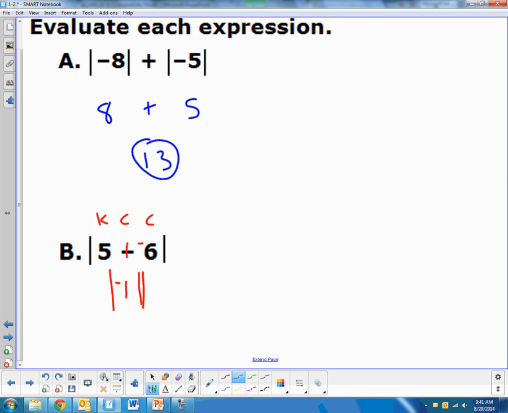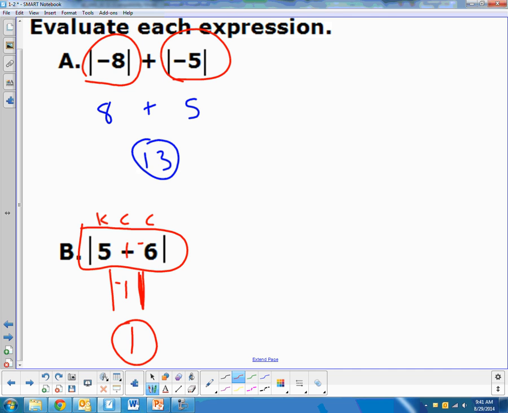I still have those absolute value bars there. So now we've taken 5 minus 6. Now that we have one number in between those absolute value bars, I can take the absolute value. Absolute value of -1, -1 is 1 away from 0. Our final answer is 1. So if there's one number in between the absolute value bars, like in this case here and in this case here, go ahead and just take the absolute value. If there's more than one number in the absolute value bars, you have to figure out what that is first before you can take the absolute value.